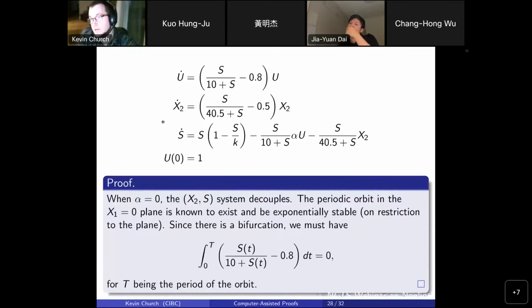But since it's undergoing a bifurcation at this special parameter value of k, that means that the instability has to be in the u direction, or the x1 direction, which means that this function s over 10 plus s minus 0.8 has to have 0 average. Which means that if we now look at just the differential equation for u, it's linear in u, so in fact every solution is going to be periodic, and we can, in particular, just choose the solution that has u of 0 equals 1.